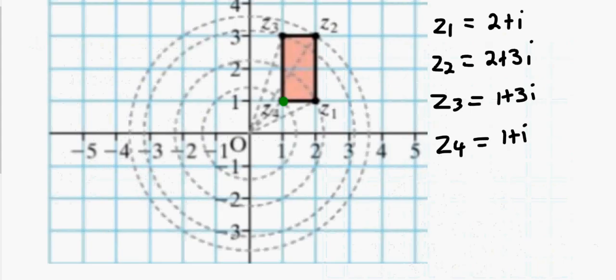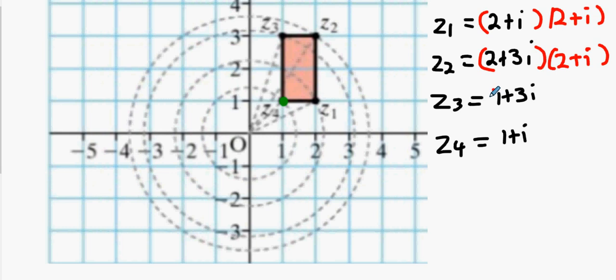Now the question specifically says multiply everything by 2 plus i. Alright, can we divvy this up between us? Might make everything a bit faster. Jamie, will you take 2 plus i by 2 plus i? Oliver, will you take 2 plus 3i by 2 plus i? Michael, will you take 1 plus 3i by 2 plus i? Matthew, can you do 1 plus i by 2 plus i? The rest of you just pick one each and try it out and verify your answer.